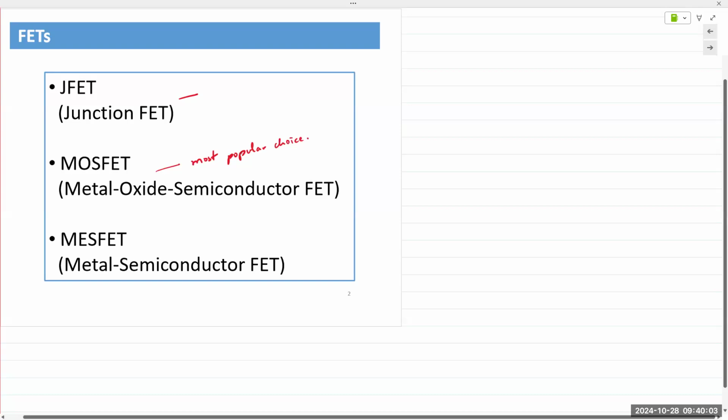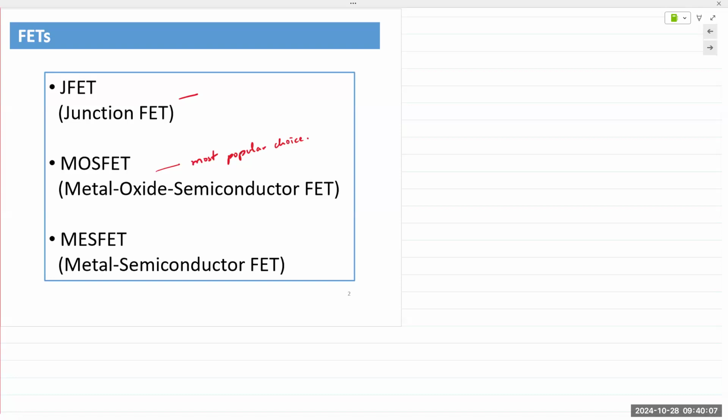Your 307 course, which you will take in the next quarter, is all about MOSFET circuits. So you will study this in depth for the entire quarter. You'll create digital logic circuits using MOSFETs.